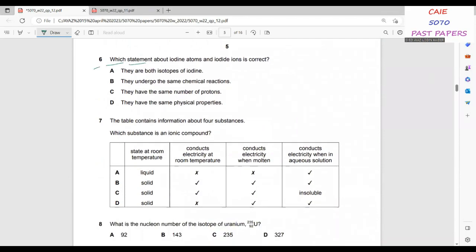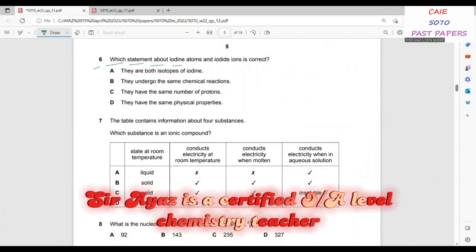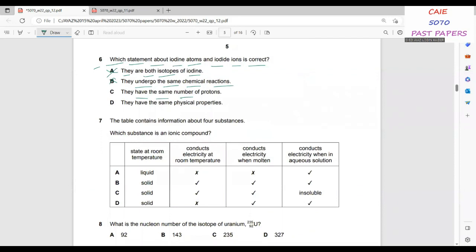6. Which statement about iodine atoms and iodide ions is correct? A, they are both isotopes of iodine. No, they are not isotopes of iodine. B, they undergo the same chemical reactions. No, we have atoms and iodide ions. They are in different states, so they have different electronic configuration, so they can't undergo same chemical reactions. B is wrong.